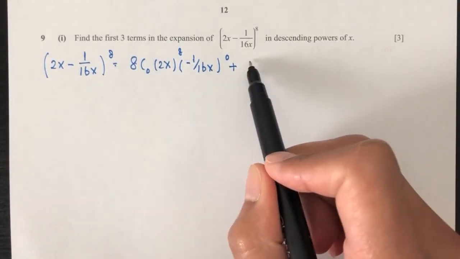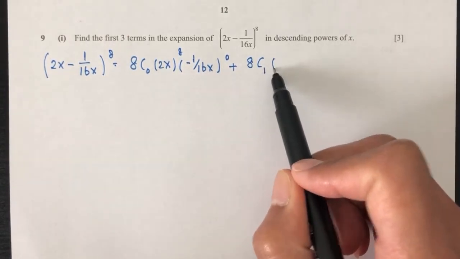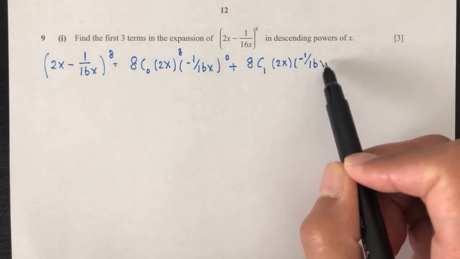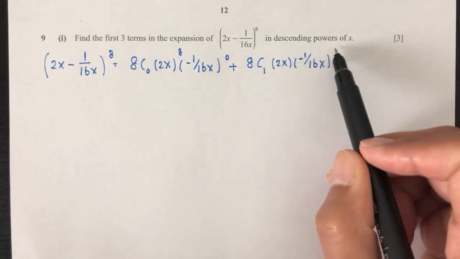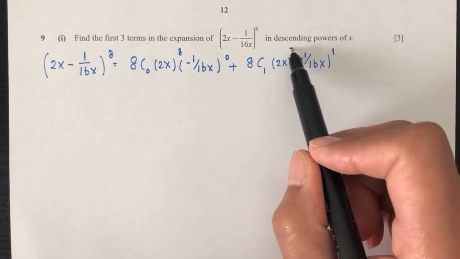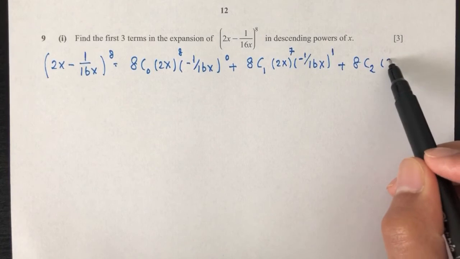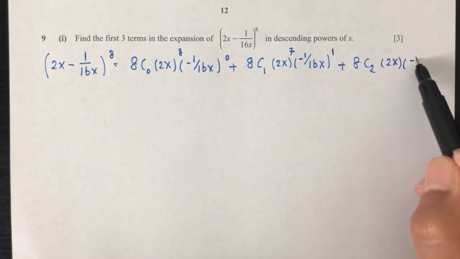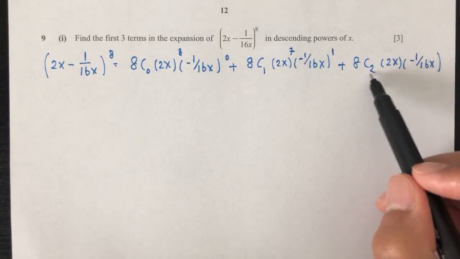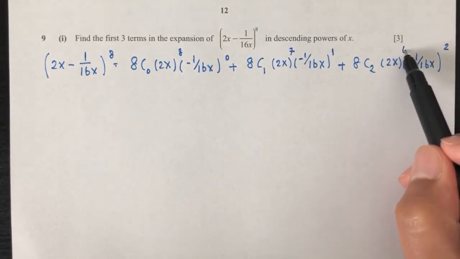Then we have the second term, it will be 8 choose 1. So that will be 2x and minus 1 over 16x. As we know, the powers need to add up, and this will be 8 minus 1, 7. And the third term will be 8 choose 2, that will be 2x, and then minus 1 over 16x. Again, this is 2, and this will be 8 minus 2, that will be 6.